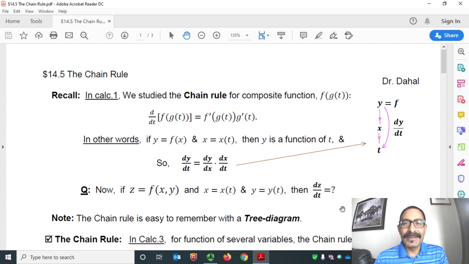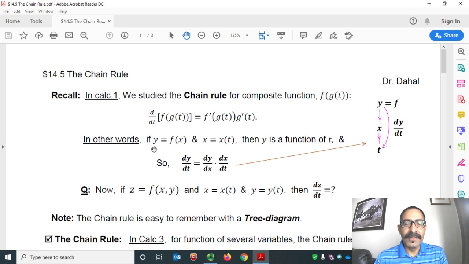First, a quick recall. In Calculus 1, we studied the chain rule for composite functions, f composite g of t, and the derivative of the composite function is the derivative of f composite g with respect to t equals f prime of g of t times g prime of t.